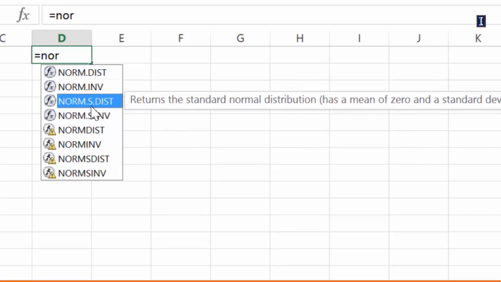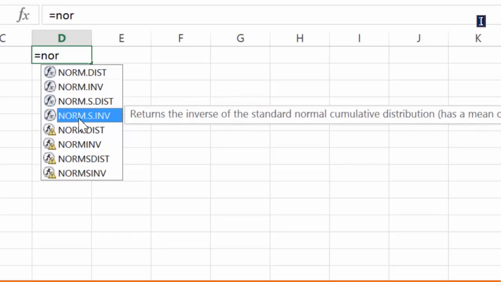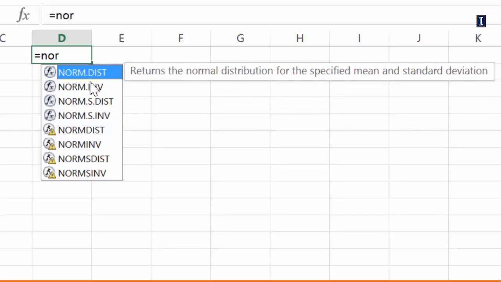When we have .s, norm.s.dist or norm.s.inverse, it means that it's going to use the standard normal distribution. And remember, the difference here is that in a standard normal distribution, the mean is set at 0 and the standard deviation is set at 1. And I will demonstrate this over and over again, so you should get more comfortable with it. For now, we're going to use the norm.dist.